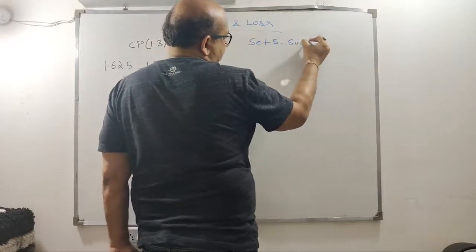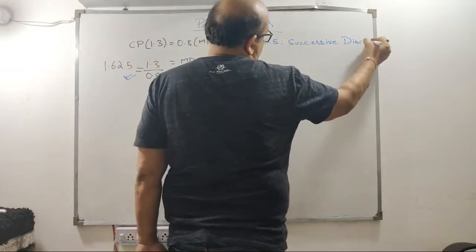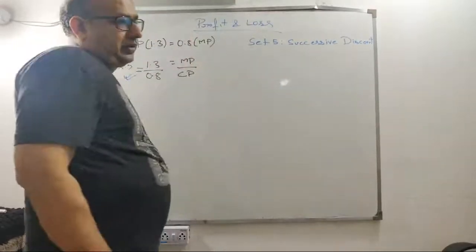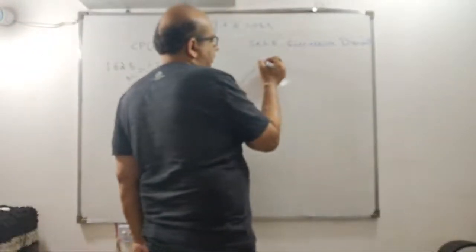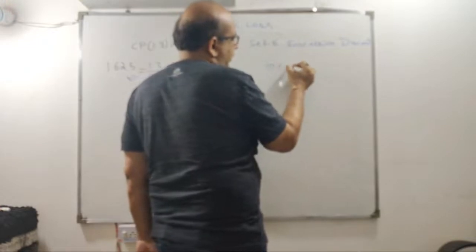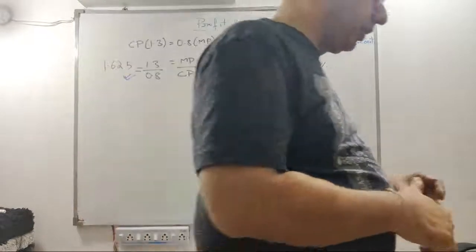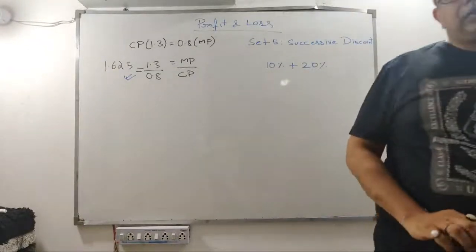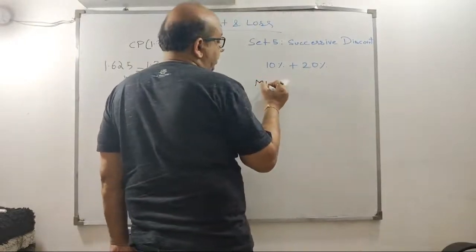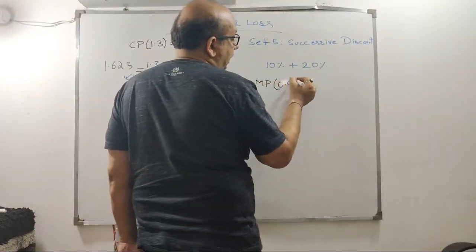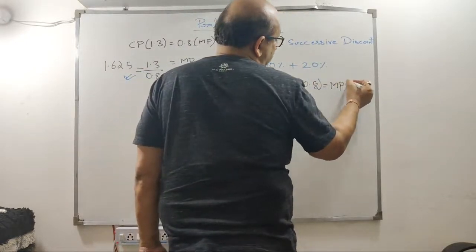Right on. Set 5, successive discount. Let's do this. If a shopkeeper offers you a successive discount of 10% plus 20%, what does that mean? That means the mark price will be reduced by 0.9 and 0.8, which will be equal to MP into 0.72.